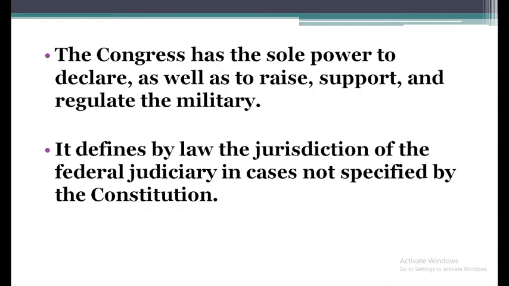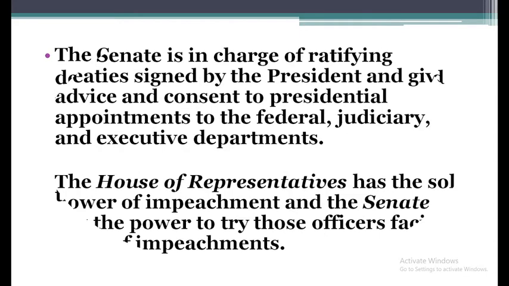The Congress has the sole power to declare war as well as to raise, support, and regulate the military. Though the military is part of the executive branch of the government, with the president as the chief or commander-in-chief of the armed forces, it is the duty of the Congress to decide how the military should be raised and maintained. The Congress also defines by law the jurisdiction of the federal judiciary in cases not specified by the Constitution. This also means that though the Supreme Court is the sole interpreter or guardian of the Constitution, the Congress has the power to decide on matters which are not clearly defined or mentioned in the Constitution.